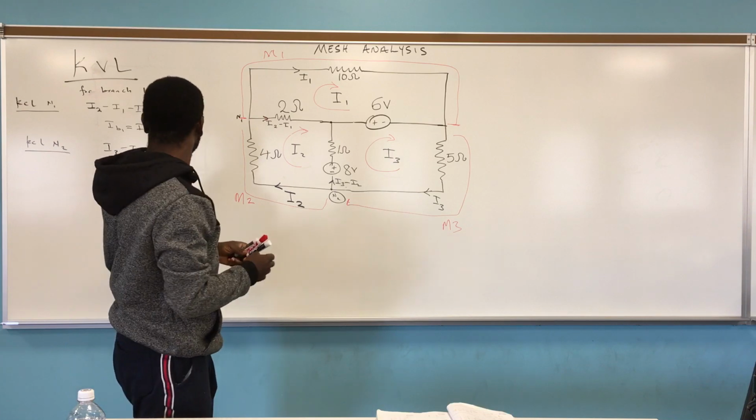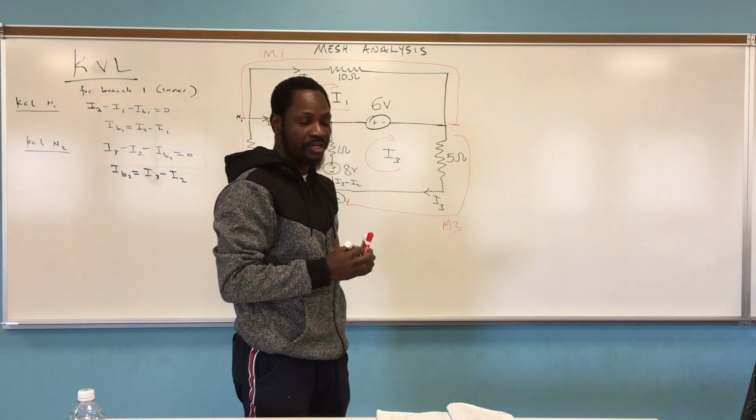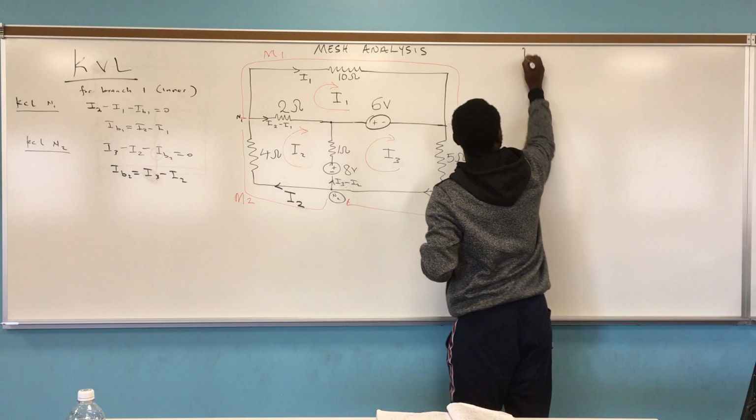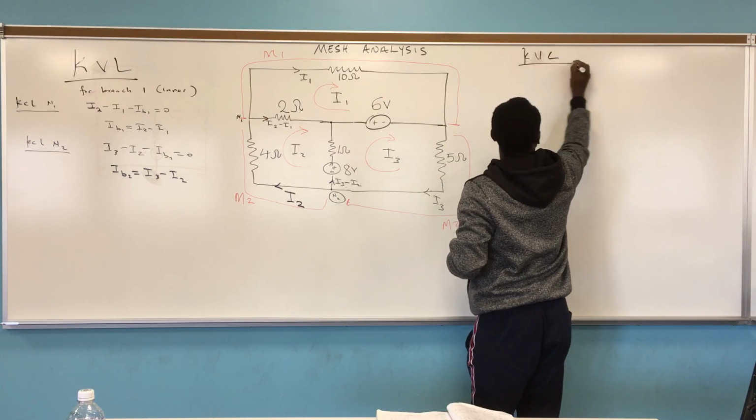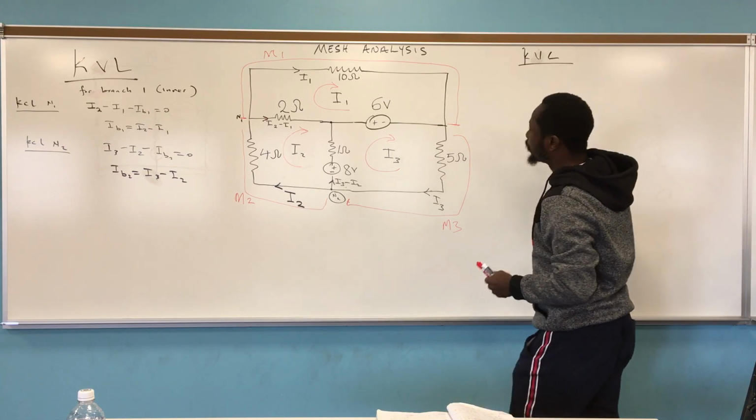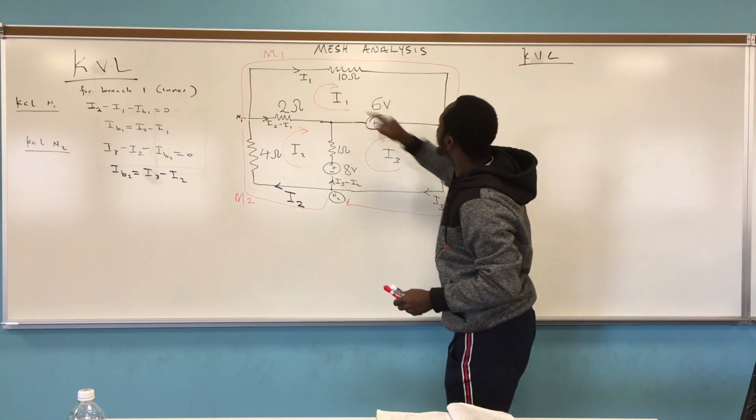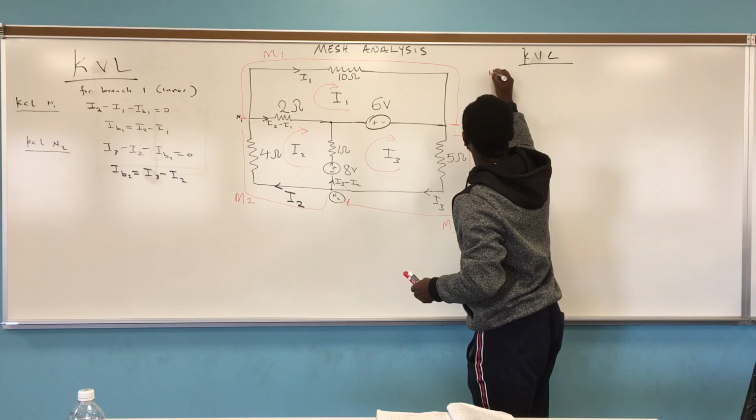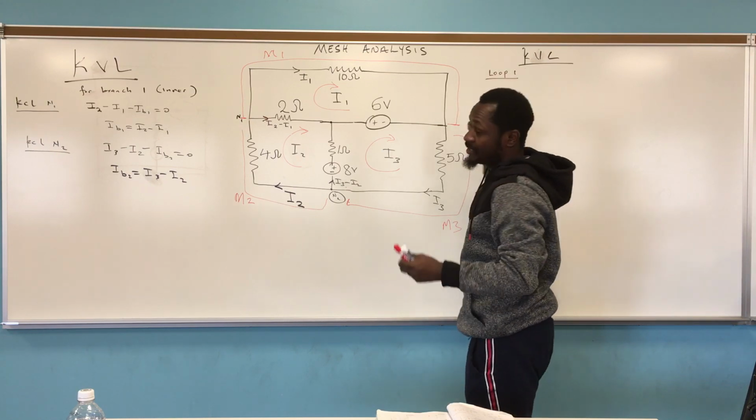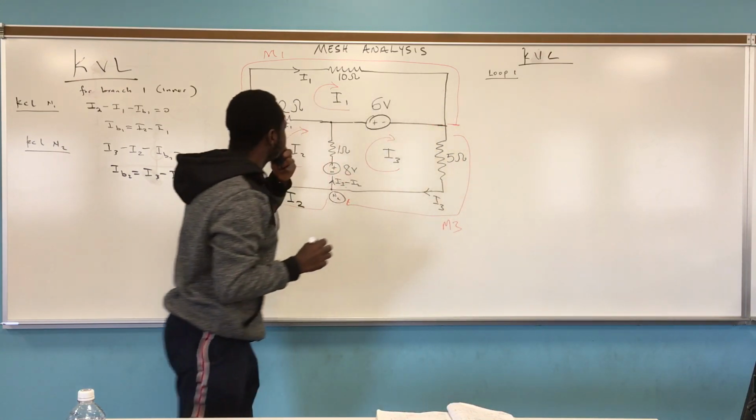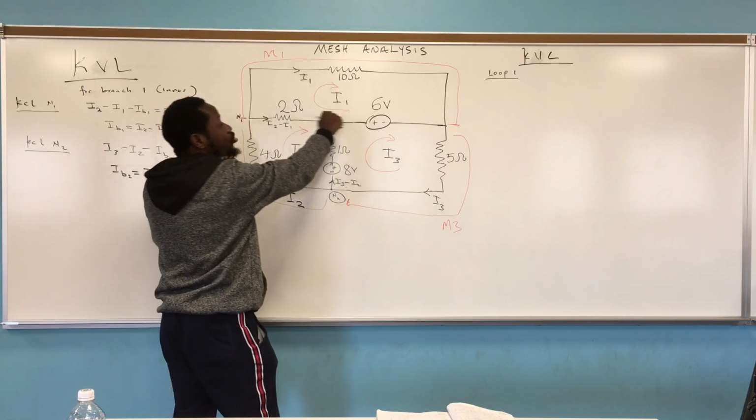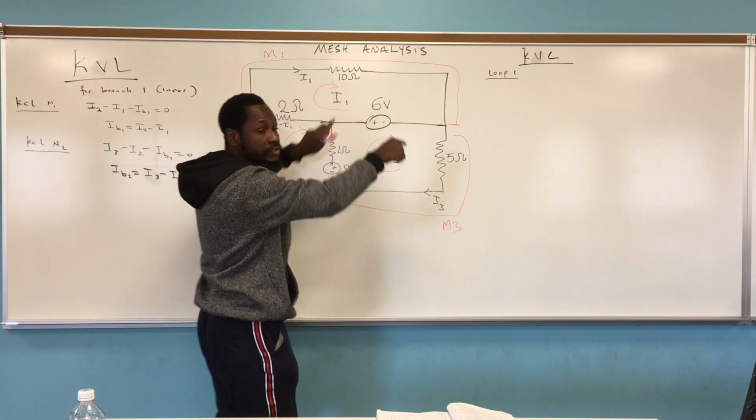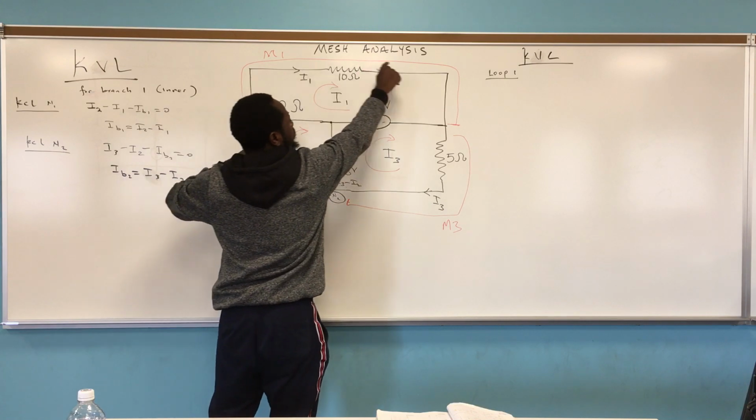Now, the last step is to apply KVL for each of the loops. So we apply KVL on each of the loops. We start with loop 1, which could be written as mesh 1, right? So let's see. We're going clockwise, so we travel in the direction of the mesh current. So let's go this way.